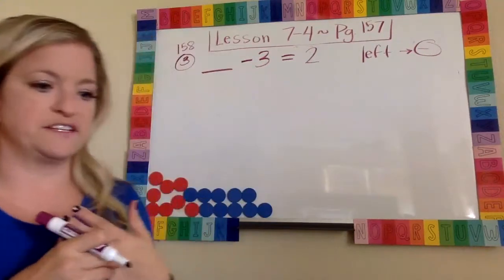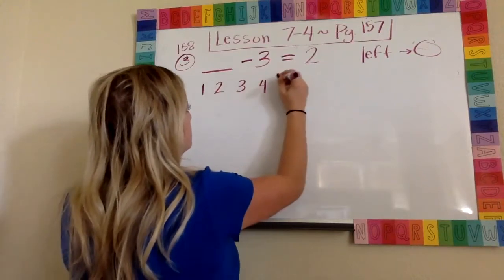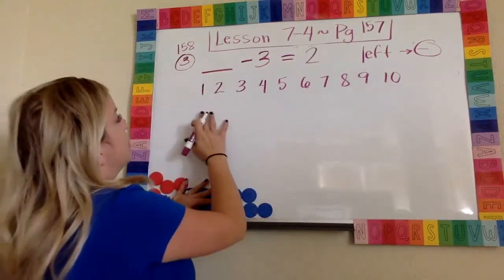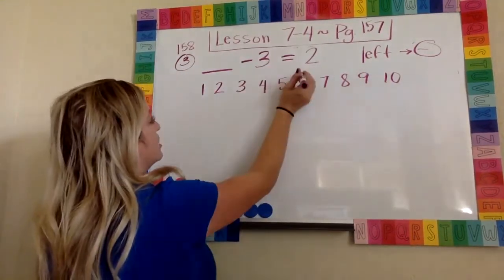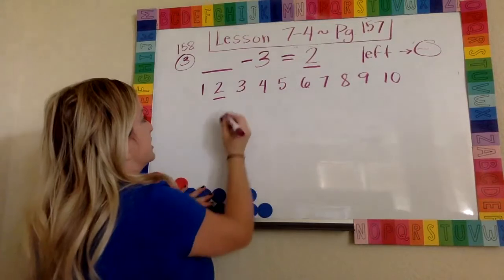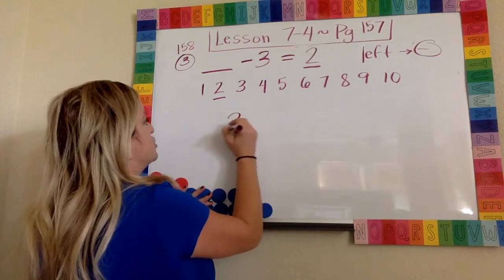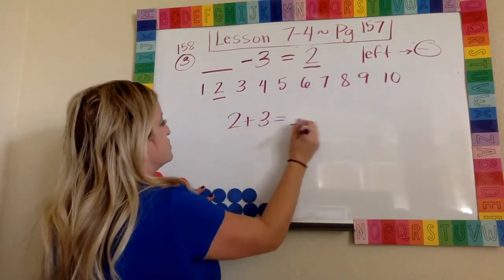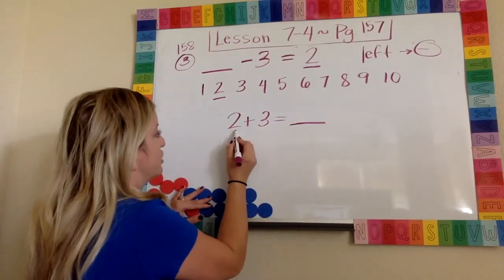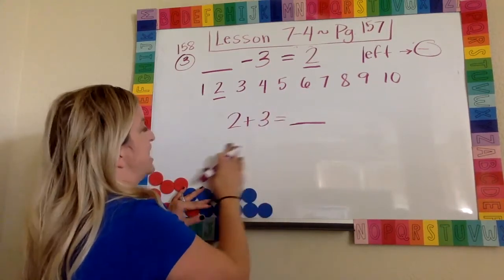So how many were on the table? So what they did is they drew the number line 1, 2, 3, 4, 5, 6, 7, 8, 9, and 10. And what you're going to do is you're going to start at 2 and you're going to count on 3. Okay, so it's turning out into 2 plus 3 equals blank. 3 were eaten, 2 were left over. So I know if I add those together, I'll get the total amount of snacks.